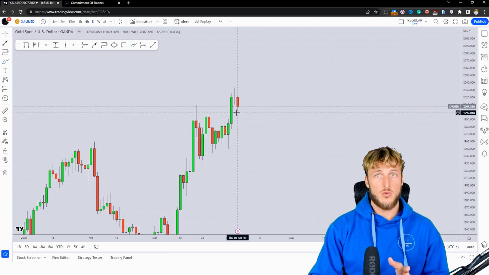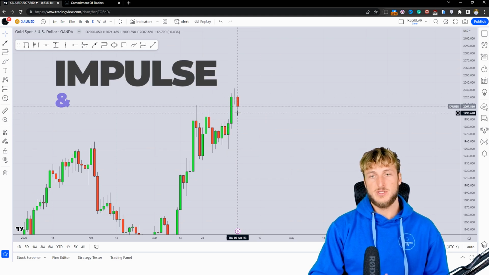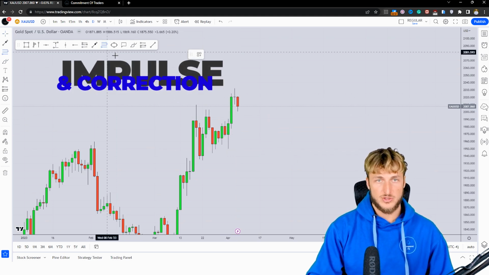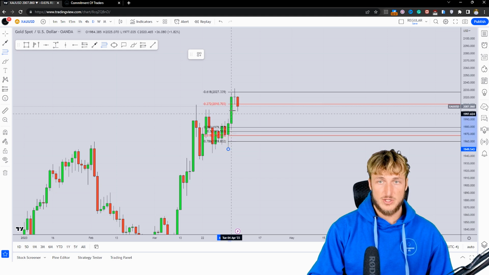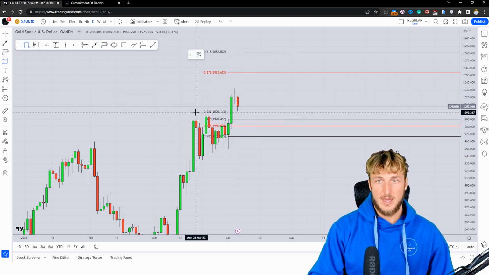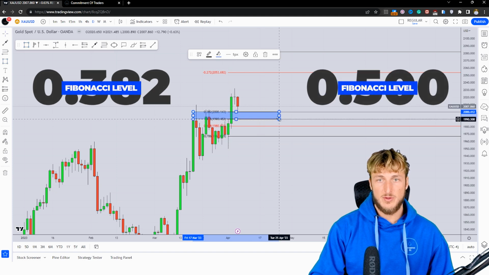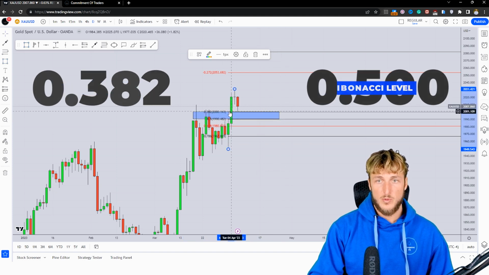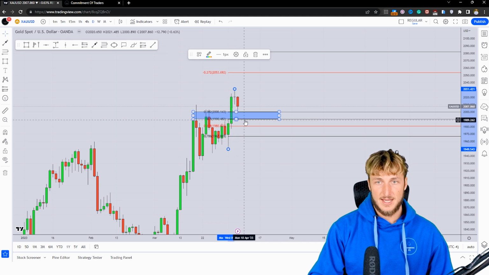Now, what we know is that if we have an impulse and we want to measure the correction, what we have to do is take our Fibonacci from the low to the high of the impulse. And if we do that, we can see how we have the 0.32 and 50% Fibonacci retracements, which are currently lining up exactly at these two zones.